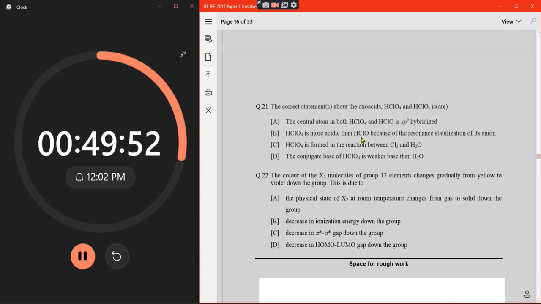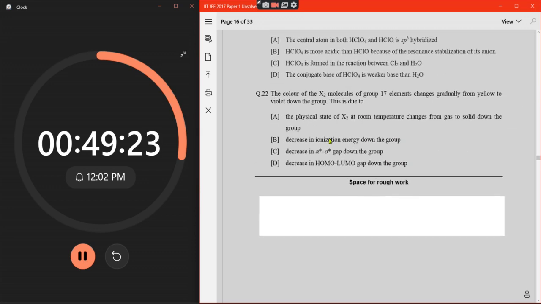correct है. और क्या है, HClO4 is formed in the reaction between Cl2 and H2O. नहीं, उससे अपने को HOCl मिलता है, then you have to like oxidize that. No, not so easily. Conjugate base of HClO4 is weaker base than H2O. Conjugate base of HClO4 is ClO4 minus. It's weaker base than H2O. I have no idea. But वो charged है, it should be a stronger base. Right. So 21 का अपन क्या कहते हैं?